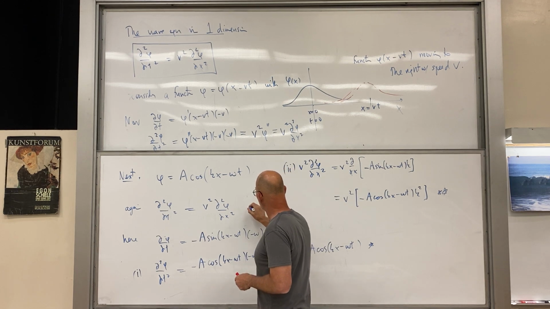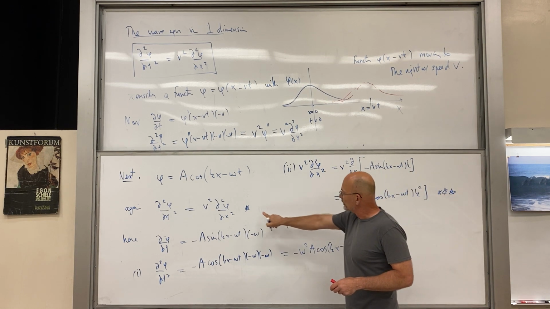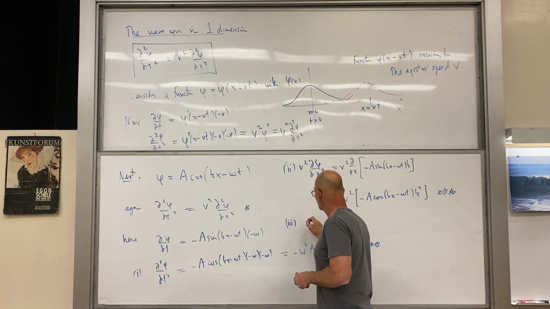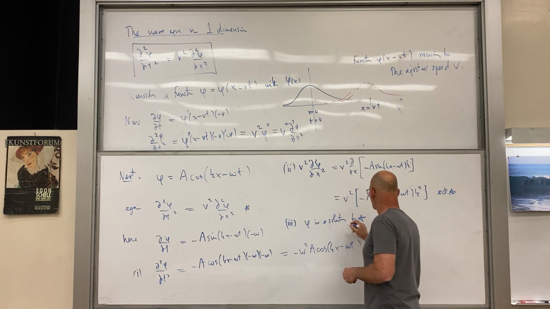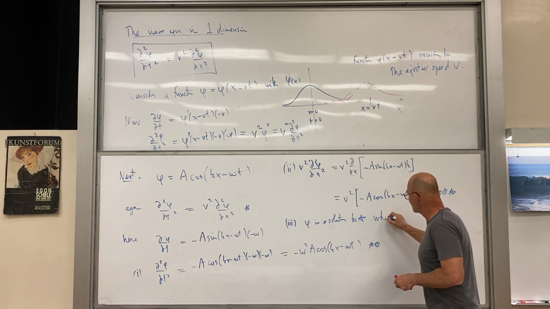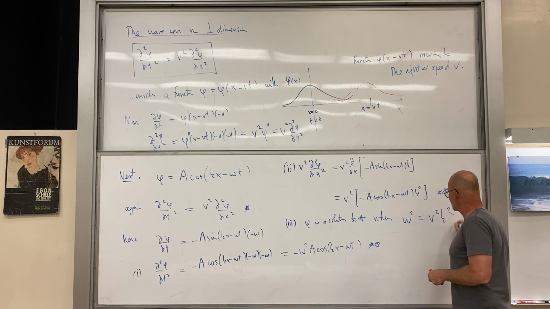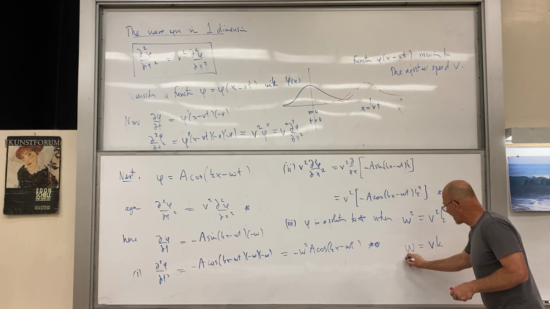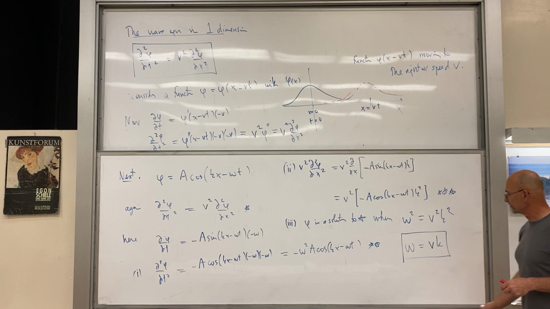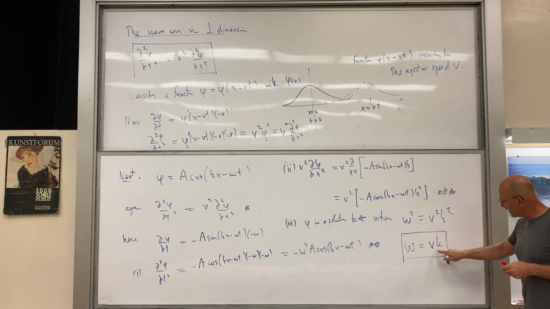I already gave stars now. Let's call this star, this double star, and this triple star. Okay, so good. Star is a solution, or phi is a solution. Star when, and this is the big punchline, omega squared is equal to v squared k squared, right? Or omega is equal to v times k. So that is called the angular frequency, that's the speed, and that's the wave number.